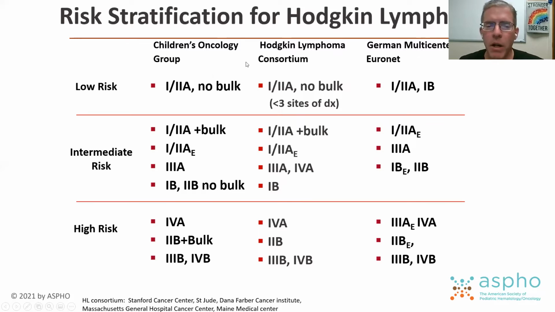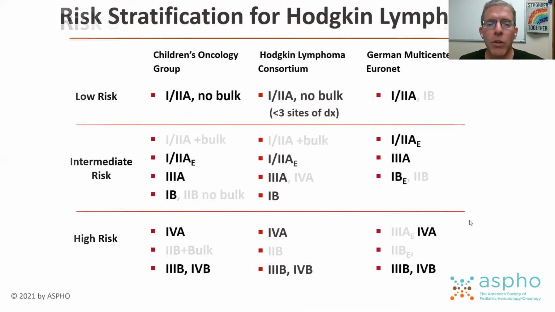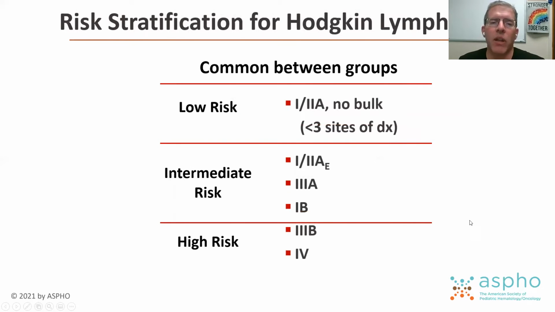You don't have to memorize each of these different strata. You do have to understand that higher stage or bulk disease are negative prognostic factors. And then when you combine them, these are the things that each of the groups have in common. So it's probably fair to say if a patient has stage 3B or stage 4 Hodgkin lymphoma, is that high risk or not? Yes, that's high risk. And stage 1 or stage 2A without bulk is low risk in all of the consortia.